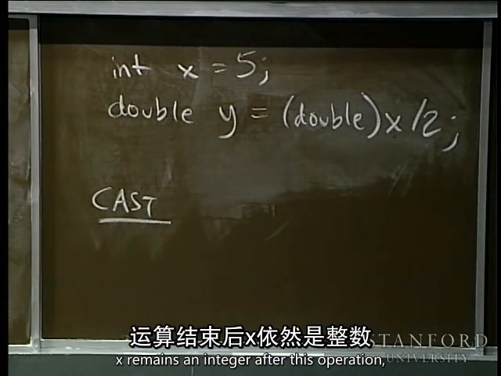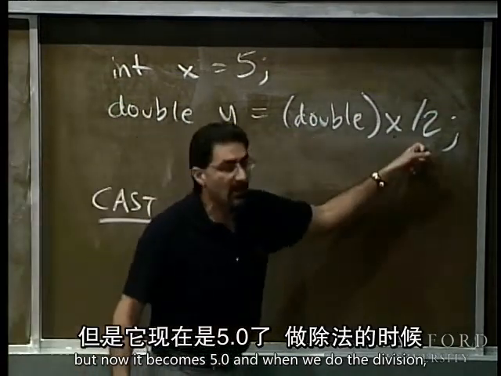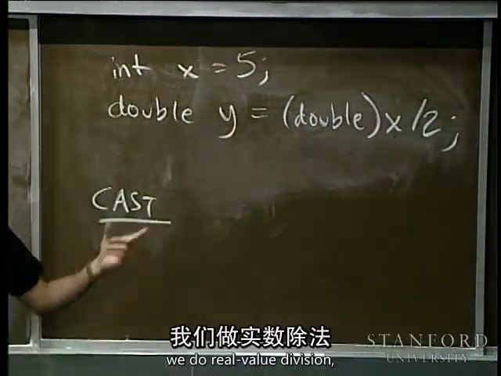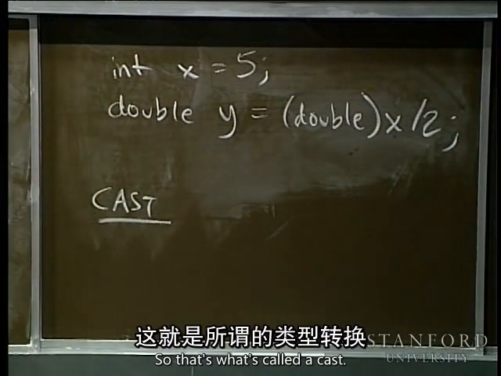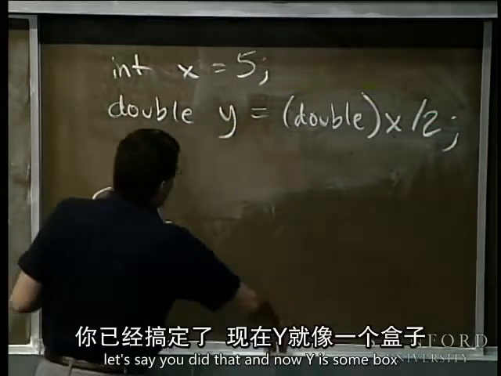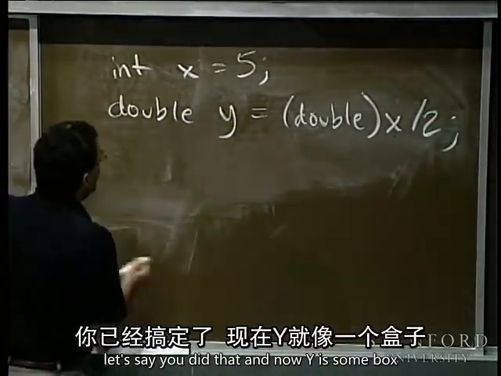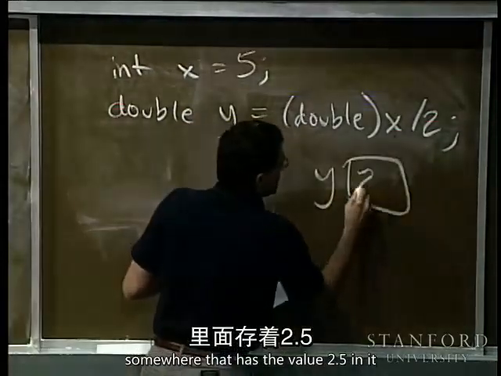X remains an integer after this operation, but now it becomes 5.0, and when we do the division, we do real value division, we get 2.5, and that's what goes into y. Okay? So that's what's called a cast. You can also do that, interestingly enough. So let's say you did that, and now y is some box somewhere that has the value 2.5 in it.